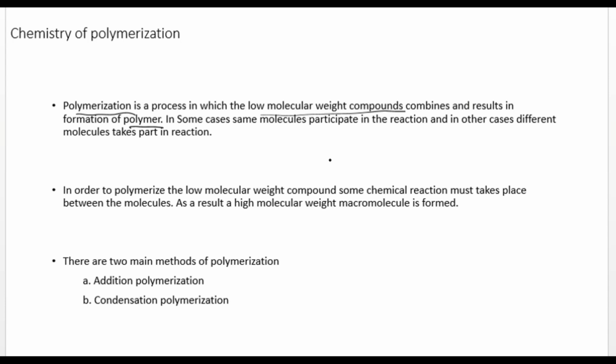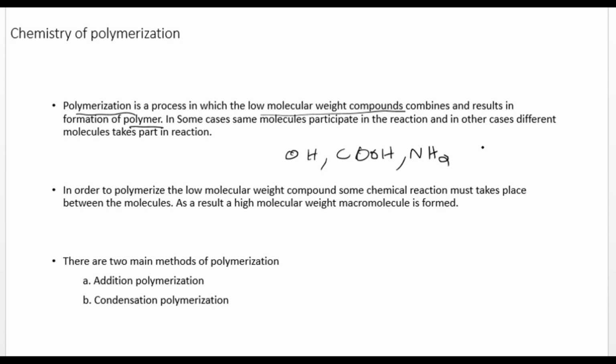Molecules must be able to react with each other, whether it is same or different. That is, it must contain functionality. So, what is functionality? It is the presence of reactive sites in a compound like OH, COOH, NH2, that is, hydroxyl group, carboxylic groups or amine groups and so on.